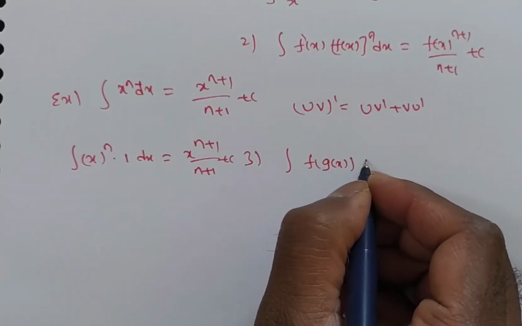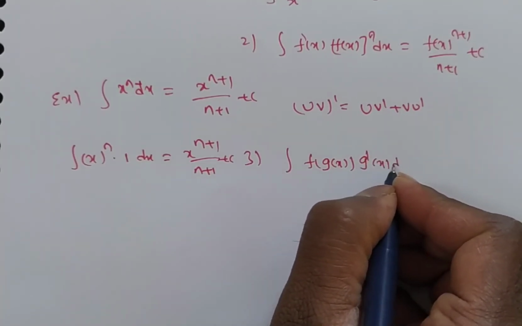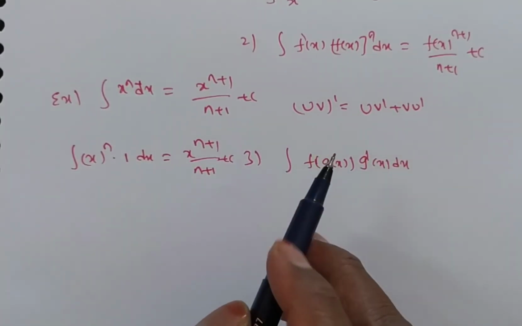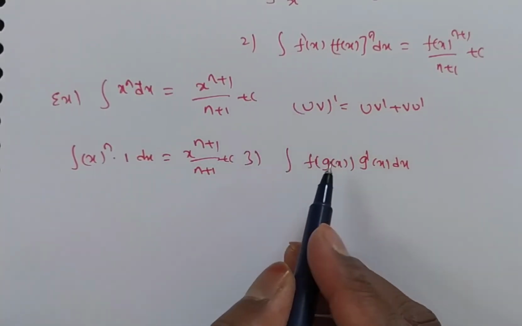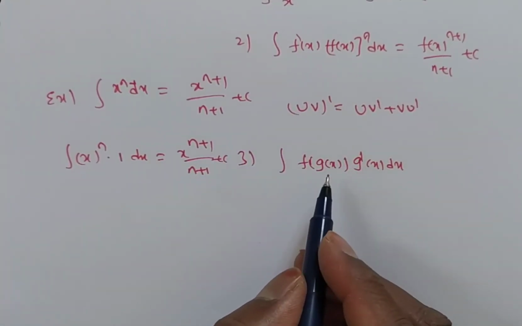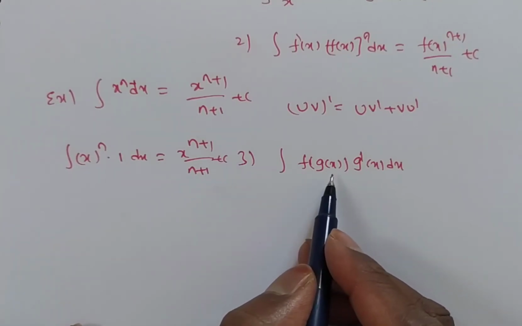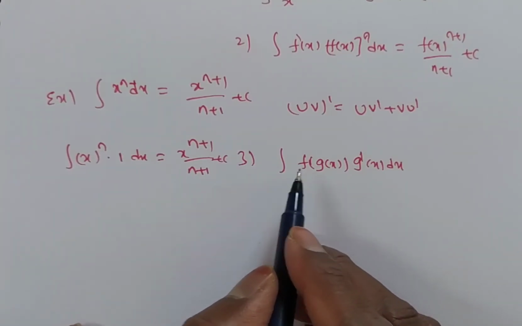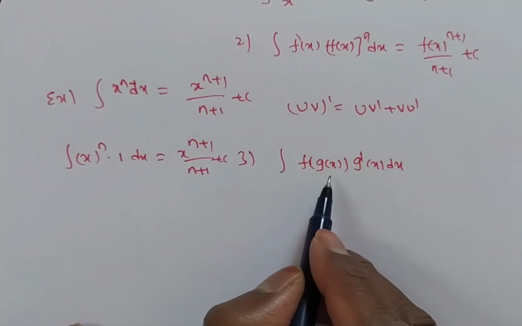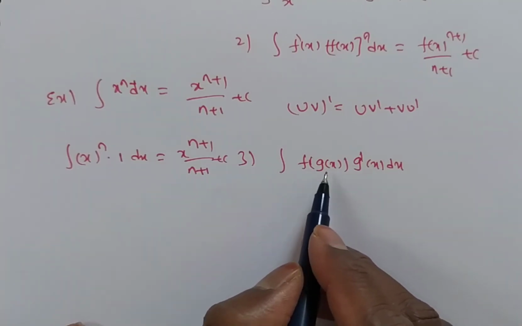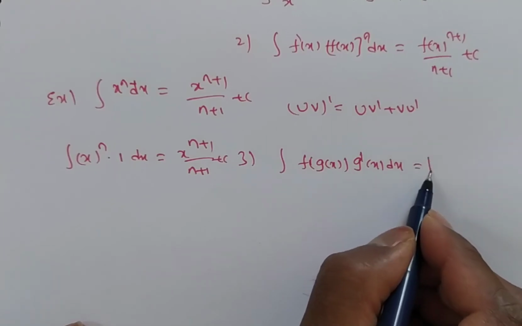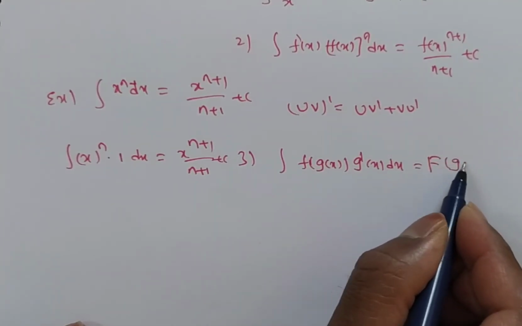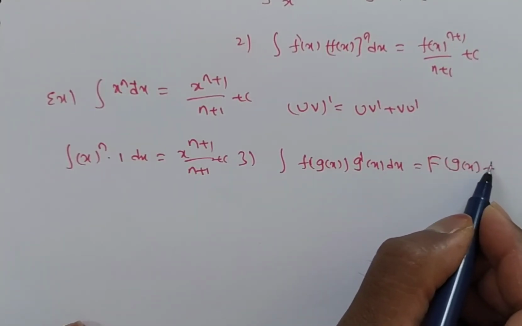Now next one, third one we have f of g of x into g dash of x dx. Means here you see, this is f of x into f dash of x type. But here f of g of x is nothing but function of function, combination of the function, function of the function, fog you can say. If it is in this form, this bracket derivative is beside, function derivative is beside, then you can say this one is f of g of x plus c.